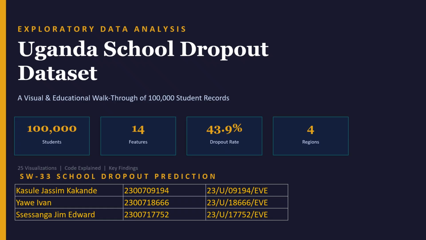In this video, we are going to walk you through our exploratory data analysis, or EDA, of a dataset containing 100,000 Ugandan school students. The goal of this project is to understand why students drop out and which factors are the strongest predictors, so that one day a machine learning model can identify at-risk students early enough to help them. We have a total of 100,000 students in the dataset, 14 features, a 43.9% dropout rate, and 4 regions.